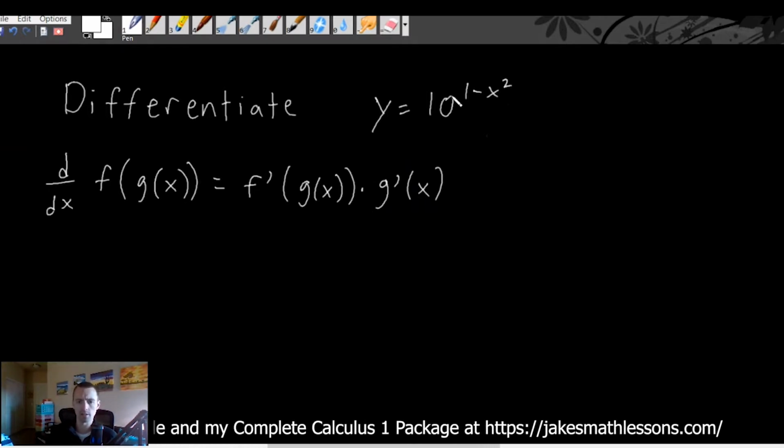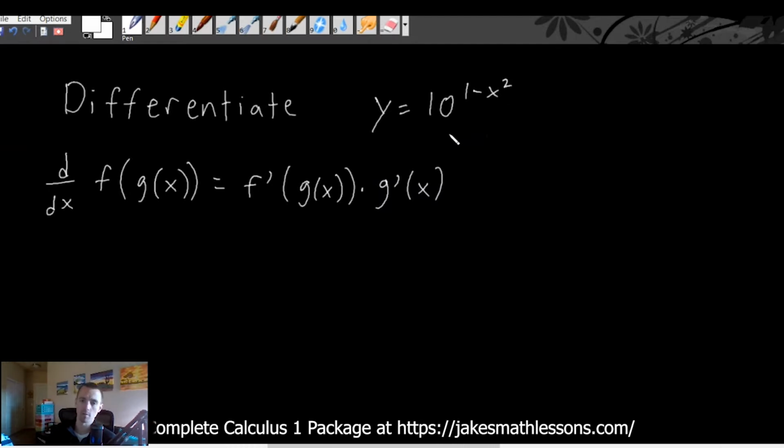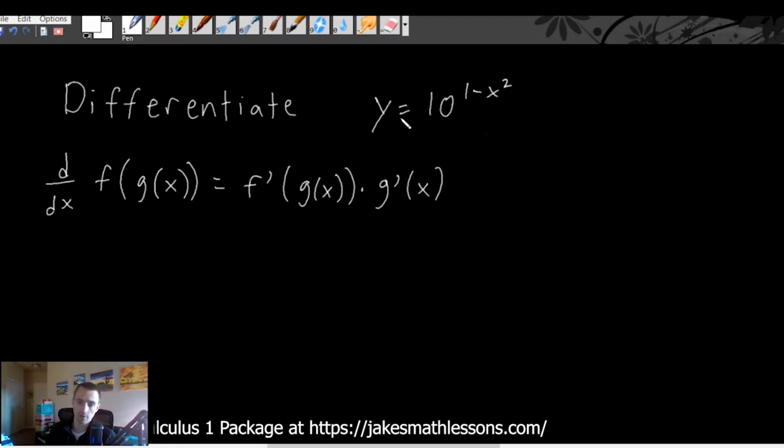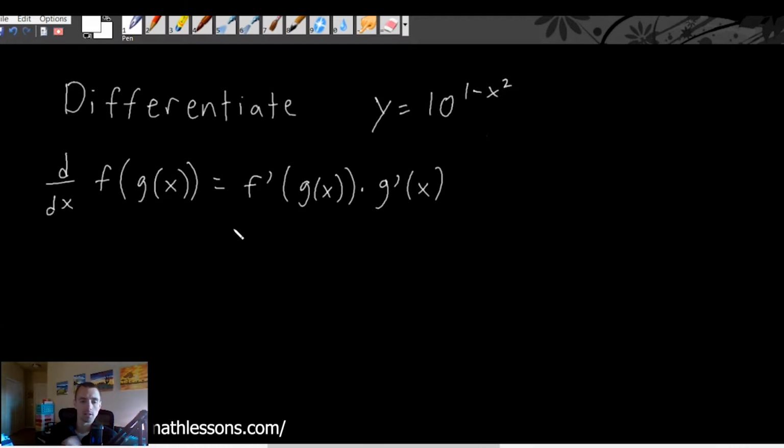So let's go ahead and take this example here, and we'll think about how to find the derivative of this function, 10 to the 1 minus x squared, using chain rule. And again, I'm not going to talk too much about the formula itself. Let's really think about the English way that I just said that and broke that down.